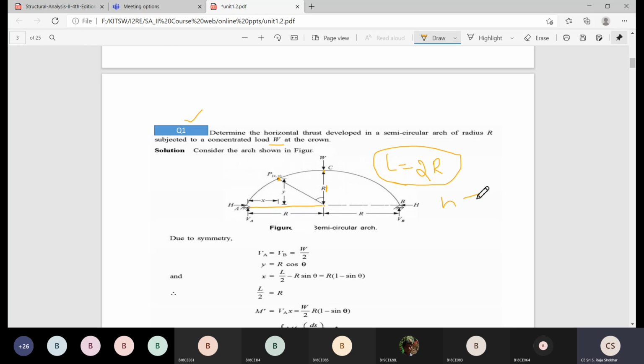H is equal to small h is equal to capital R. Rise is generally denoted as small h, and the span is denoted by L. L is equal to 2R, and h is equal to R.